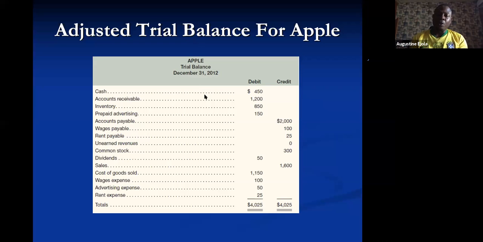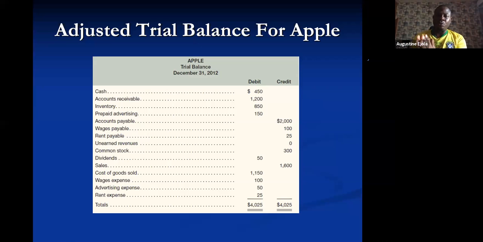So from this, you should be able to identify what will go where. And like I said, sales, revenue, anything that has to do with revenue, anything that has to do with expenses, will end up in your profit or loss account.